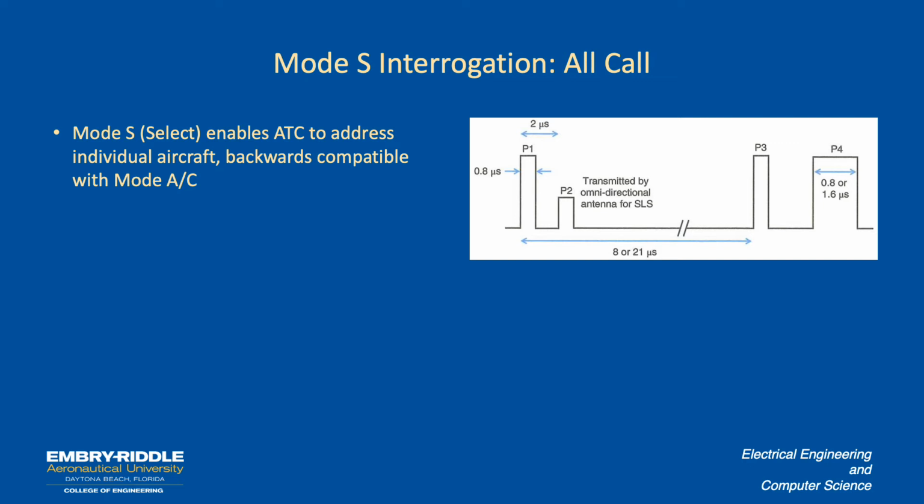So there's another pulse here, P4, which is either 8/10 of a microsecond wide, or 1.6 microseconds wide. So again, when it's 8 tenths of a microsecond wide, 800 nanoseconds wide, that's just a standard mode A or C interrogation, and the aircraft will respond as it would with a mode A or C interrogation.